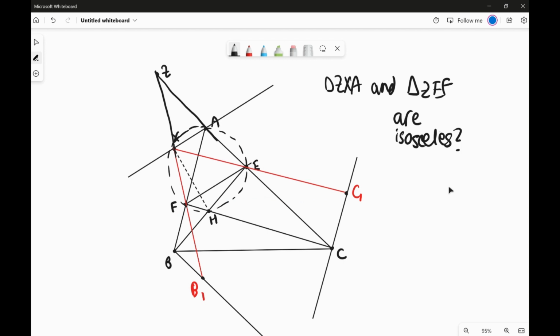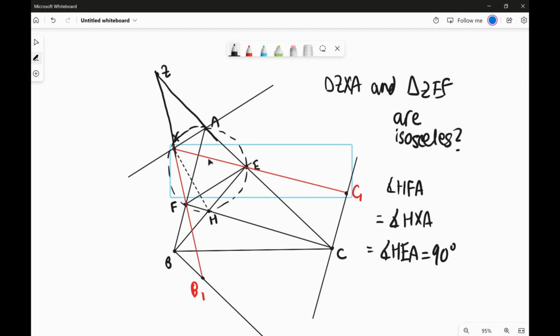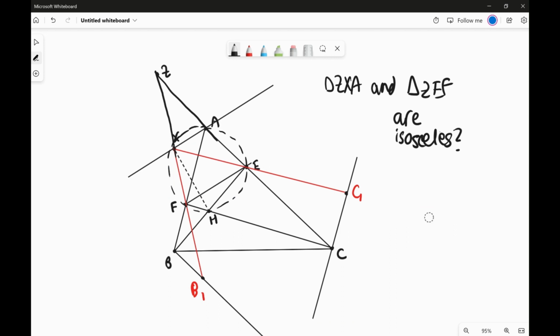But this is pretty easy as directed angle HFA is equal to directed angle HXA because X is a foot of the altitude from H to this line, sorry. And it's also equal to directed angle HEA, which is 90 degrees. So that means that all of these points are concyclic. Specifically, we know that AX is parallel to FE, so it's an isosceles trapezoid. So now we know that ZXA and ZEF are isosceles, and that's a fact.